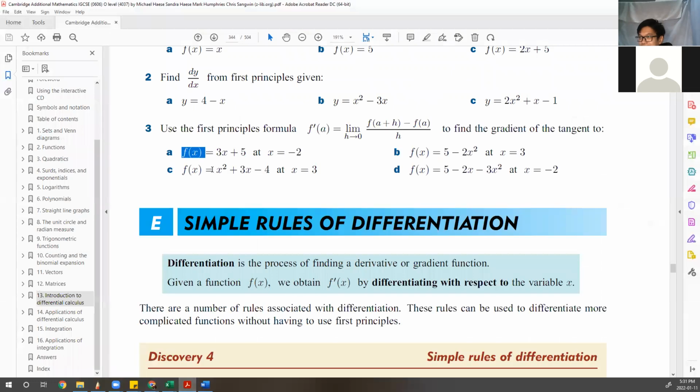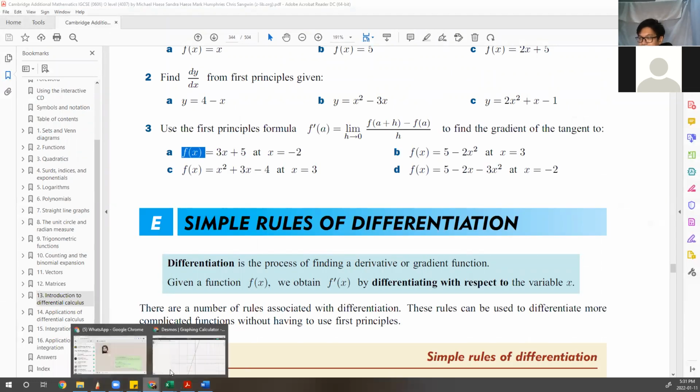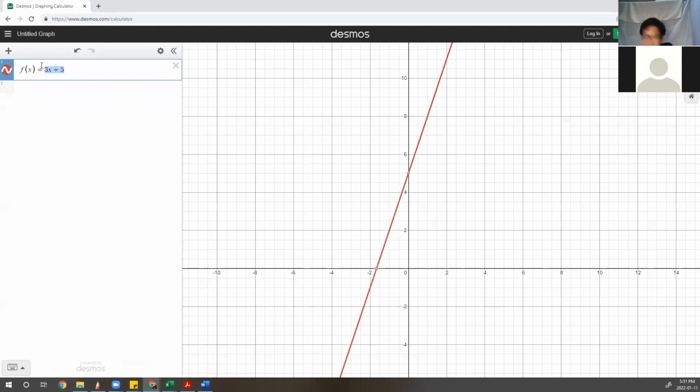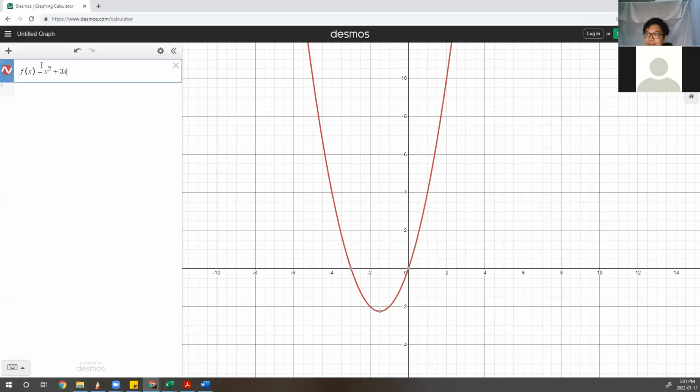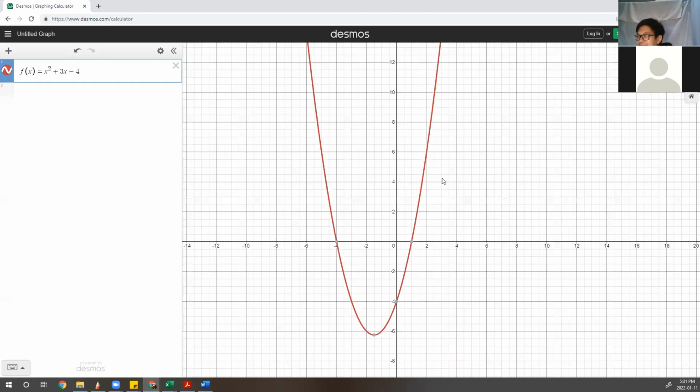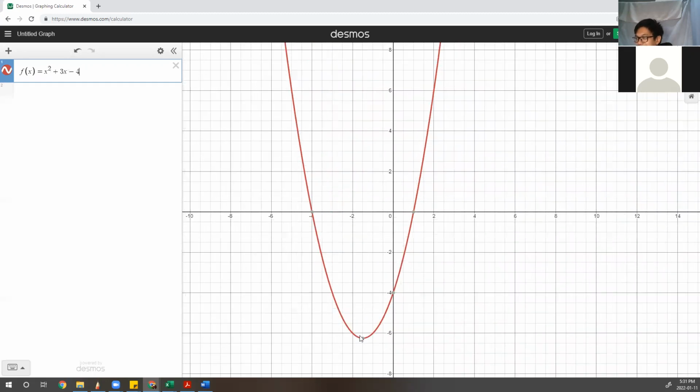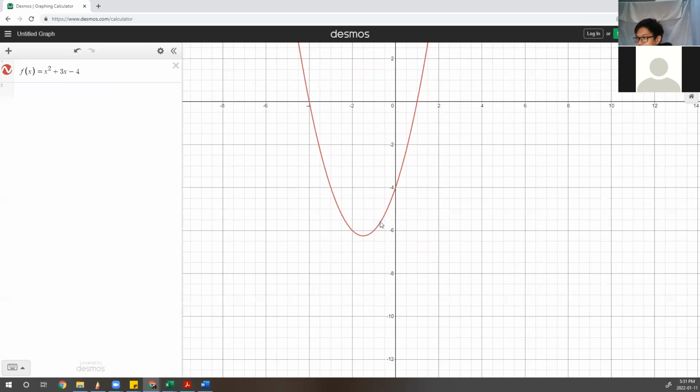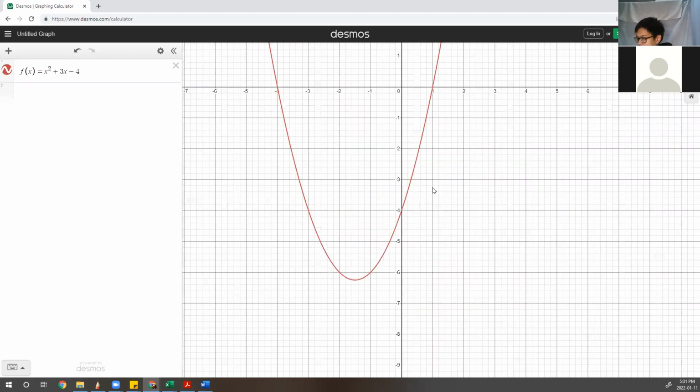C, yeah, I do see. X squared plus 3x minus 4. See, when you want to find the gradient at x equals negative 2, it has to be like this, Vicky. Like this. So here will be 2. The gradient will be more or less like this.